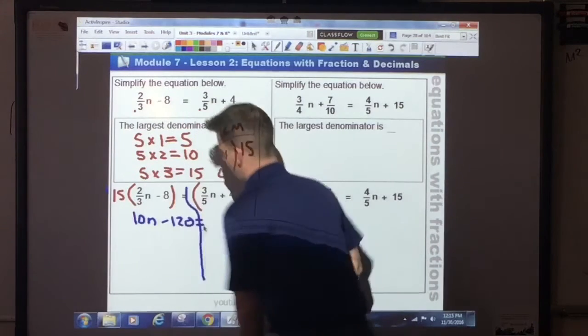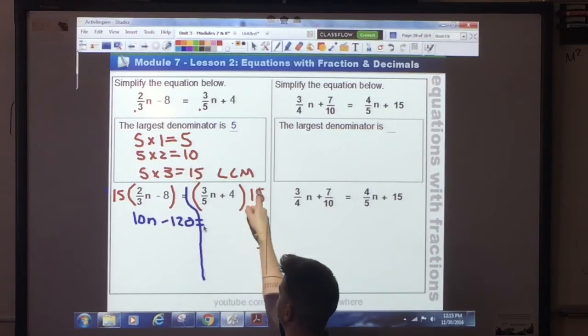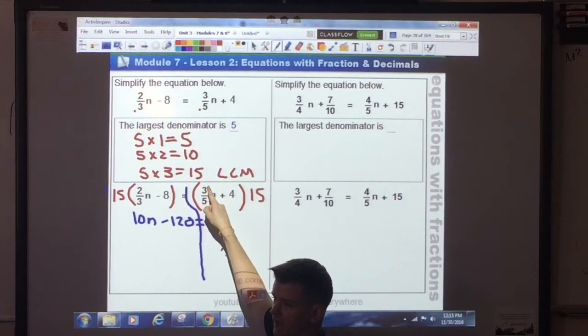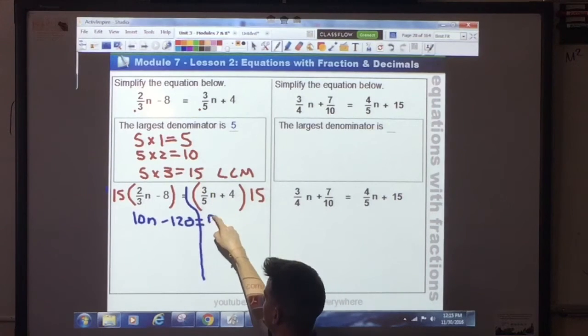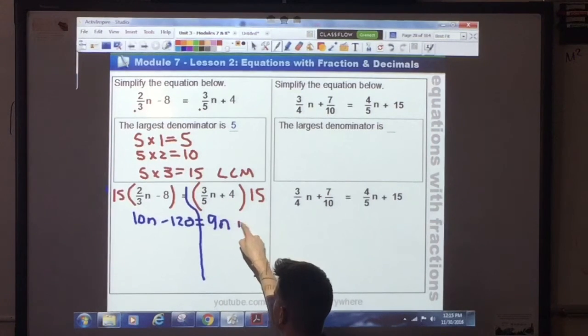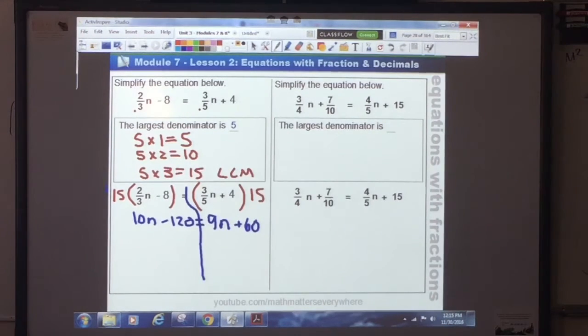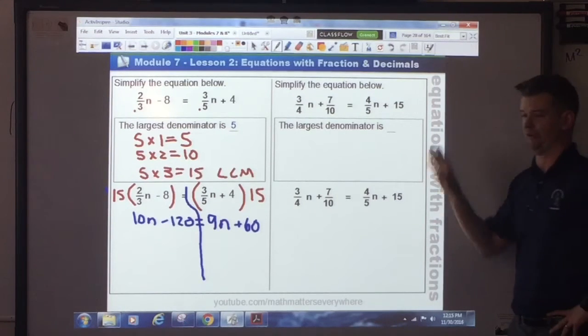Equals. We do the same thing on the other side. We do 15 times 3 is what? 45. 45 divided by 5 is? 9. 9, bring down the n. Then you do 15 times 4. What is 15 times 4? 60. And we've simplified that. Now I'd be able to go in and solve it. And if I solve that, I would get n is equal to 108. But we're not going to solve it right now. We're going to solve that next, after we finish with later.